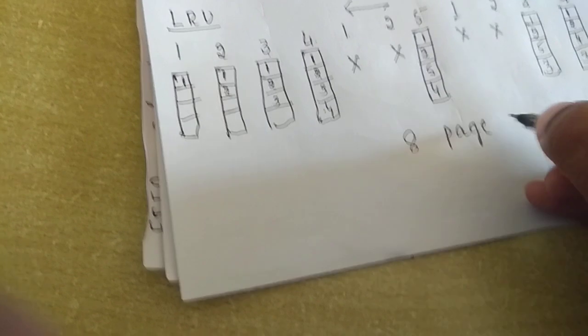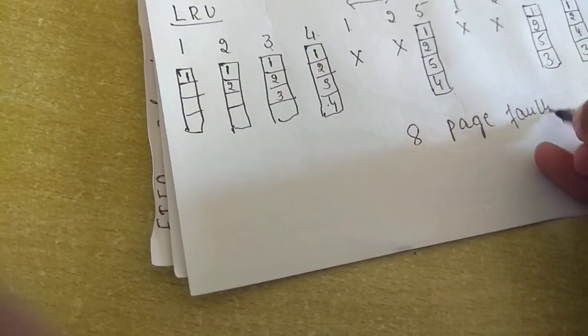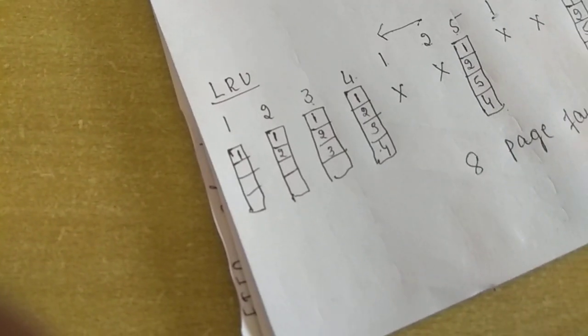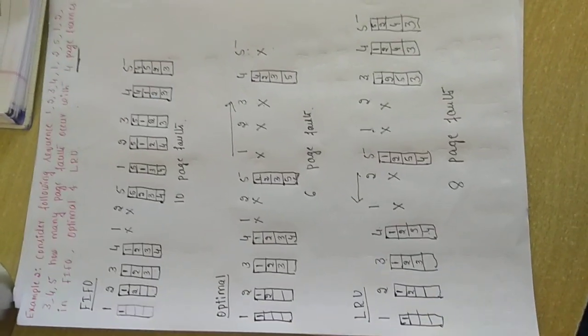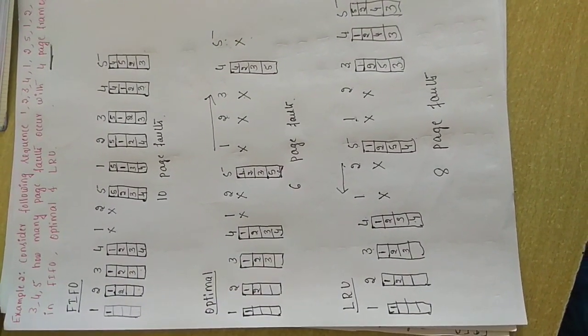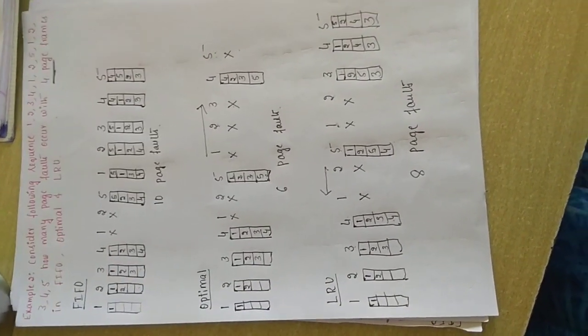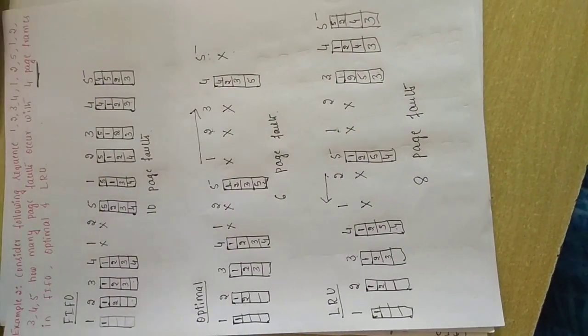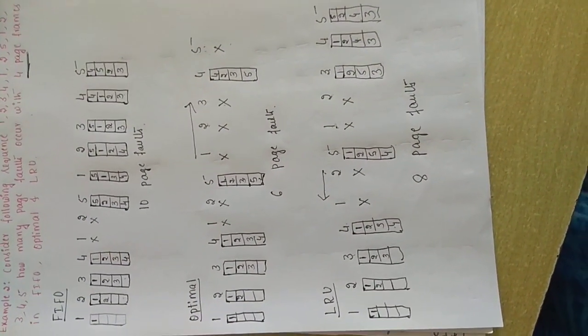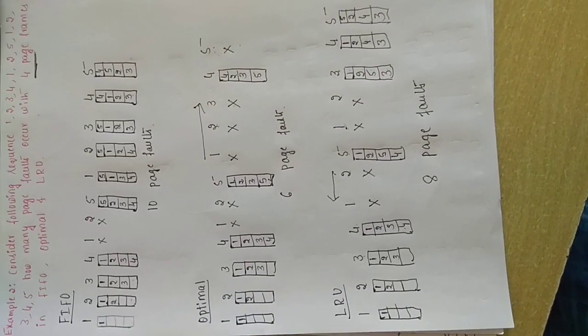You can count it. So 8 page faults. This is the complete problem. You can observe that optimal should get the least number of page faults for any reference string you take. So that completes the problem.